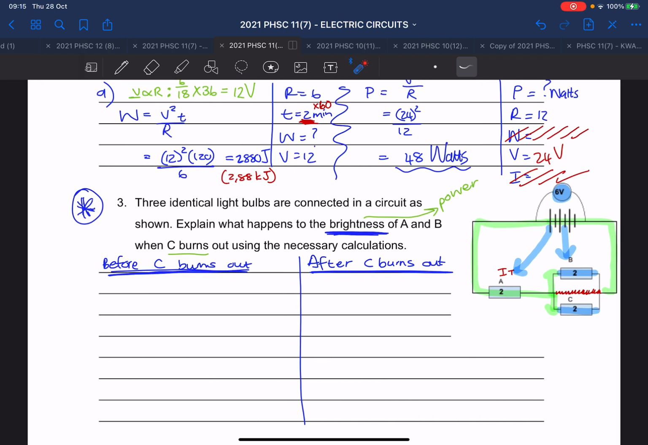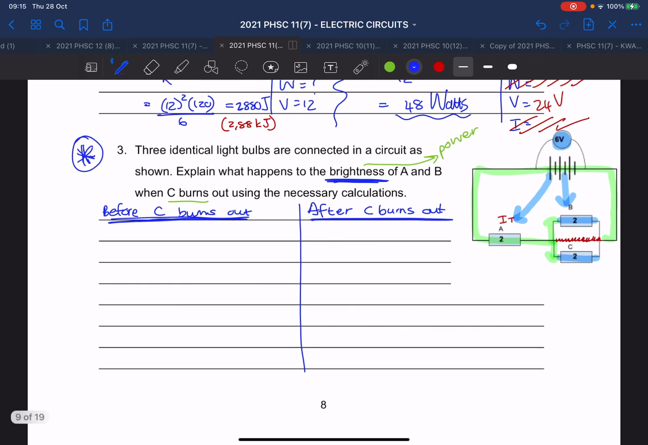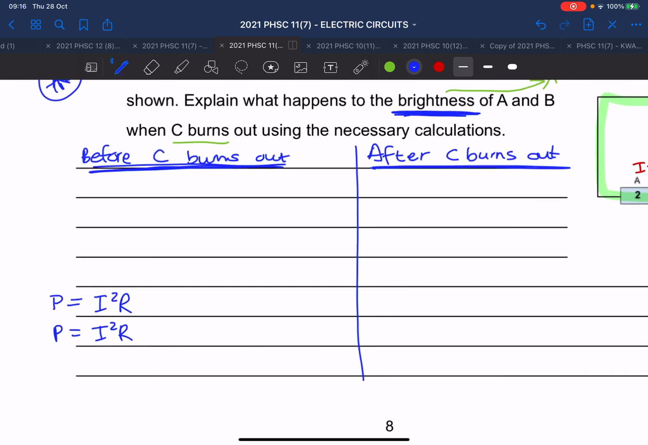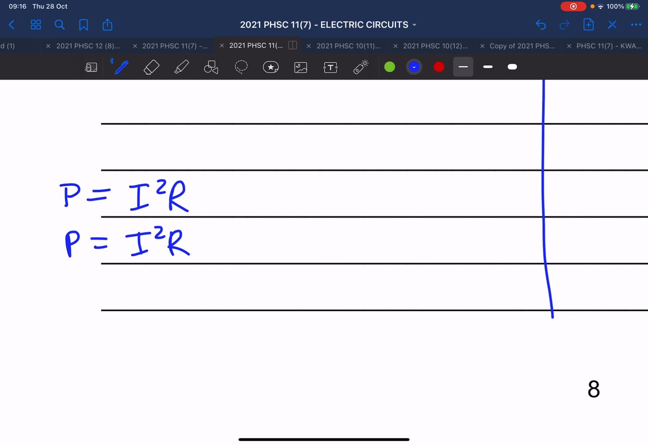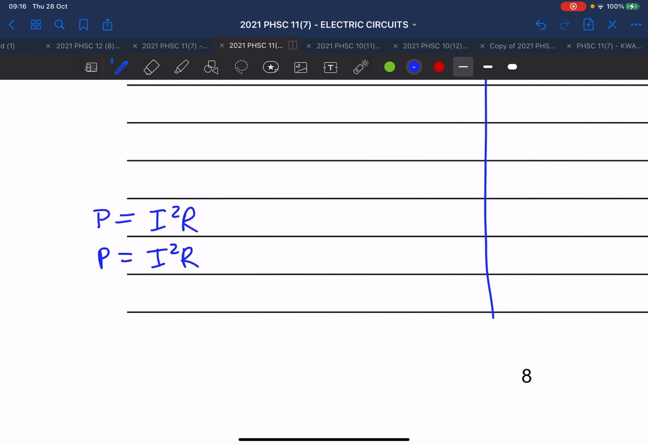Now we must calculate the power before and after. So what we're going to do is we are going to use this formula. P equals V times, no, it's not V, sorry, it's I squared times R. I think that's the formula. Is that a formula like that? Okay, is it fine? And we're going to do that for A, and we're going to do that for B.